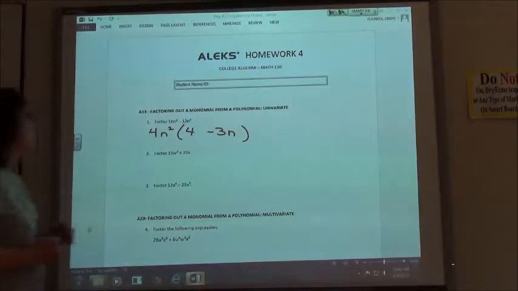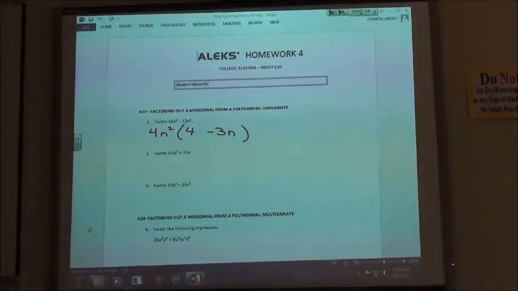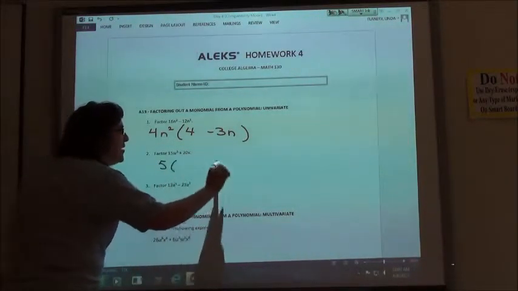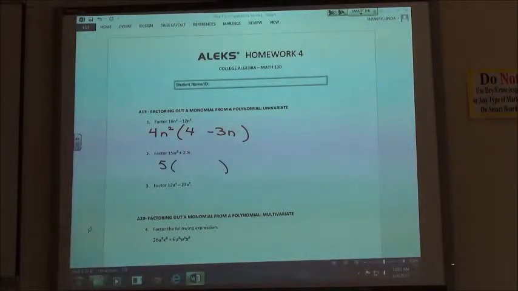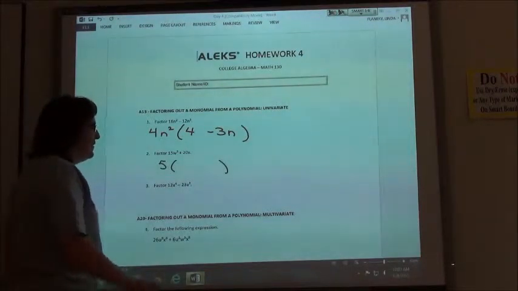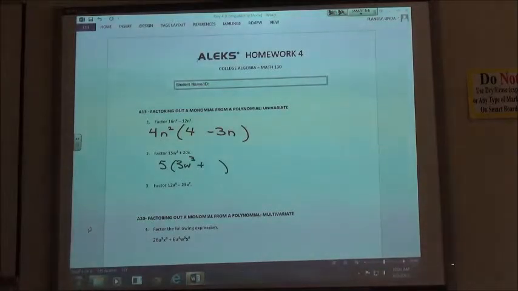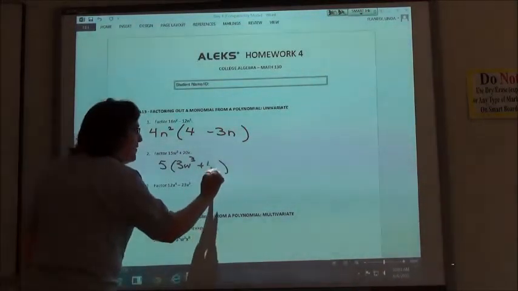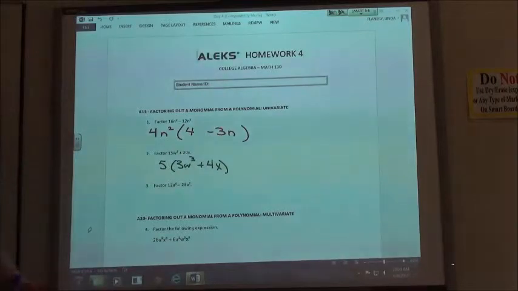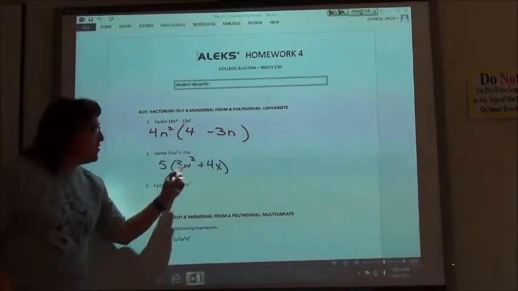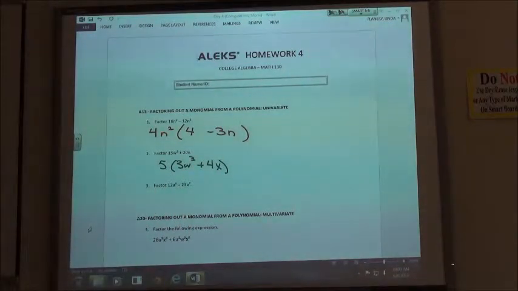So on number 2, if we're going to factor 15w cubed plus 20x, the only thing those have in common would be the number 5. So 5 is going to go out in front, and 15w cubed divided by 5 would leave me 3w to the third, and 20x divided by 5 would leave me 4x. So again, if you look here, these don't have anything left in common, so you know you have it factored completely.